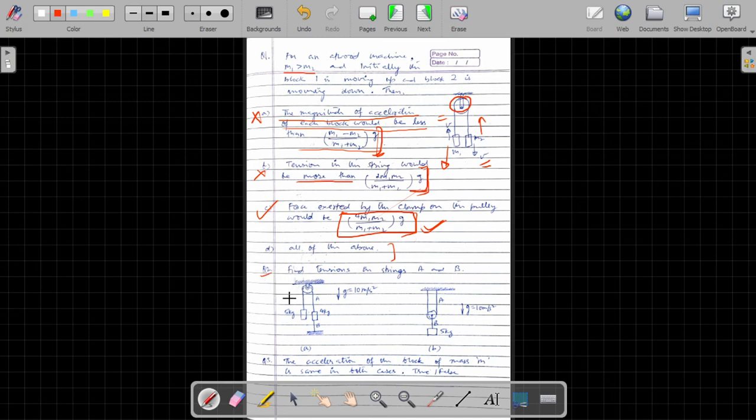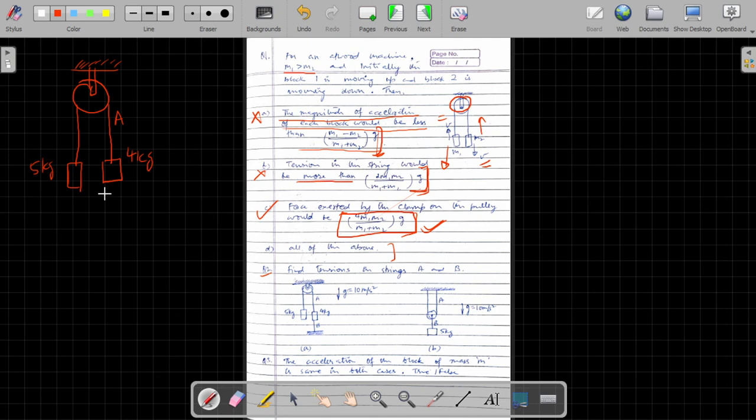Second question. Find tensions on strings A and B. So let us take the case of part A first. In part A, we have masses 5 kg and 4 kg. So again, it's a question, not about the question, but what we think is going to happen. So we have 5 kg and 4 kg blocks, and I have deliberately not drawn the string B here. So this is the string A.